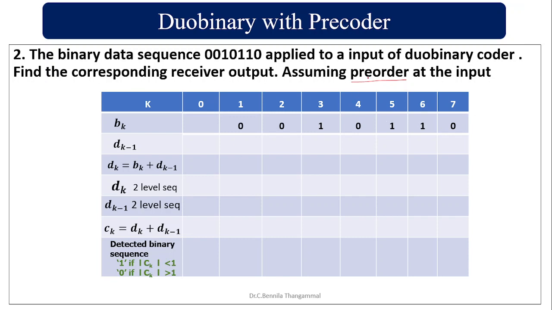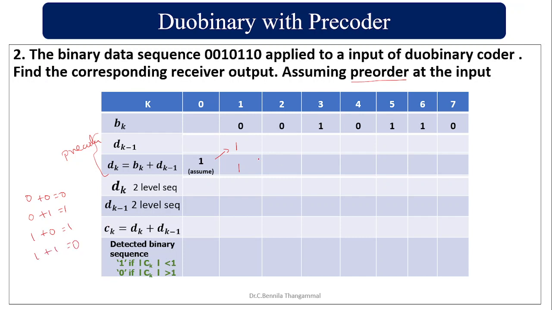So now I'm going to assume the pre-coder initial value. For the pre-coder we have to perform the modulo 2 addition. I'll be assuming my first value as 1, always assume 1, and this 1 will be transferred to this place. Now I'll be getting DK, which is the modulo 2 addition of BK and DK minus 1. So 0 plus 1 is going to be 1. Modulo 2 addition means 0 plus 0 is 0, 0 plus 1 is 1, 1 plus 0 is 1, and 1 plus 1 is 0.